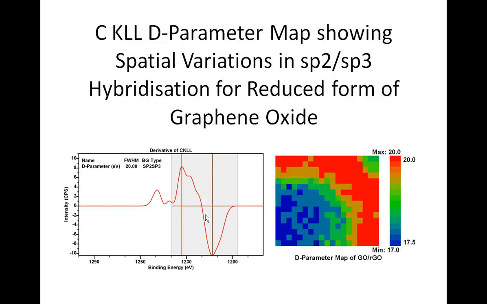If we apply these calculations to graphene oxide, for example, this is an example of the D parameter being used to calculate the different proportions of sp2, sp3 hybridization for a material that originally was graphene oxide that was then reduced in a systematic way to produce a pattern over the surface of a material. So there's a variation in this hybridization across this field of view, and by calculating spectra at each one of these pixels and calculating the D parameter, we're able to see this variation across the image.